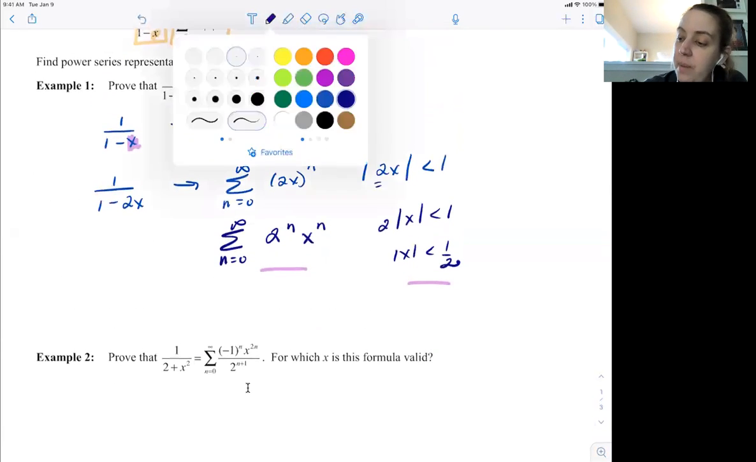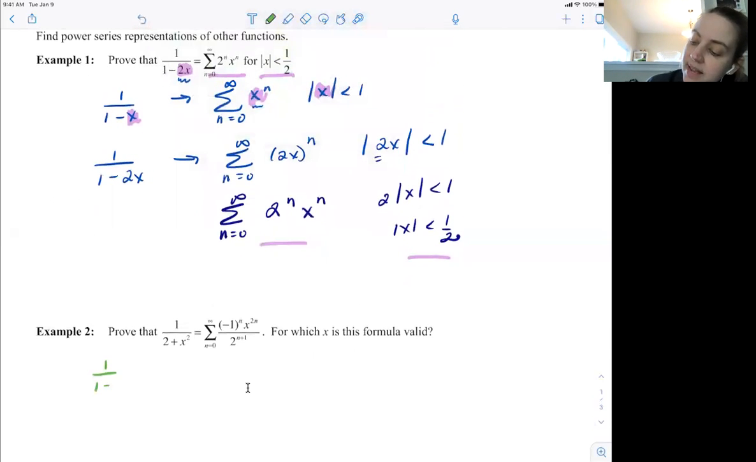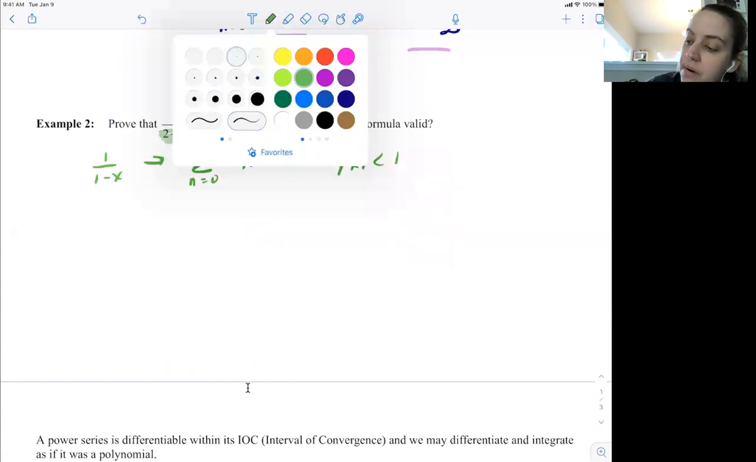So start out with that power series formula again. 1 over 1 minus x is represented by the series 0 to infinity, x to the n, when the absolute value of x is less than 1. So we have to prove this situation that's going on in example 2. We need to have, instead of a 2 plus x squared in the front, we actually have to have a 1 minus x, or 1 minus u. So we need to do some rearranging. I'm going to use a different color green here.